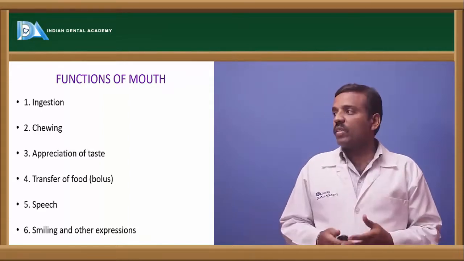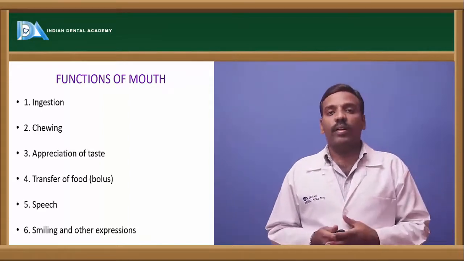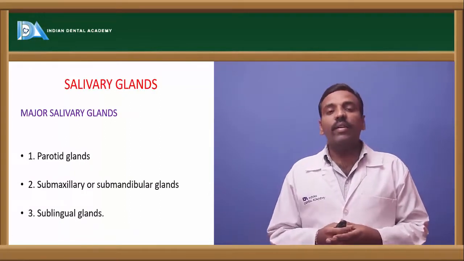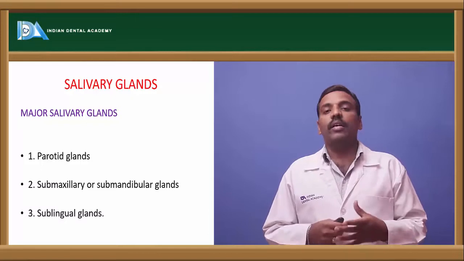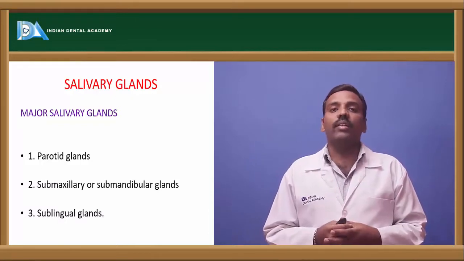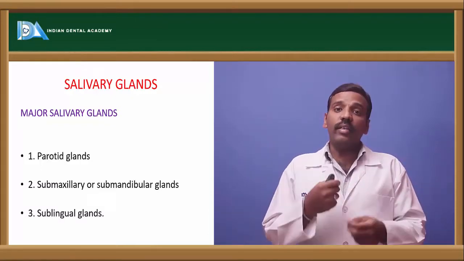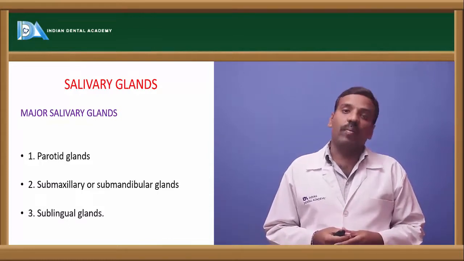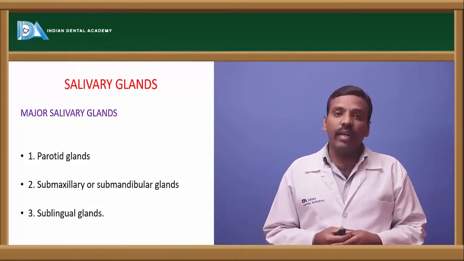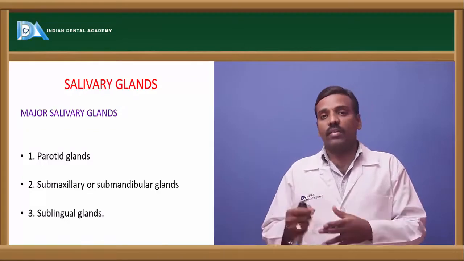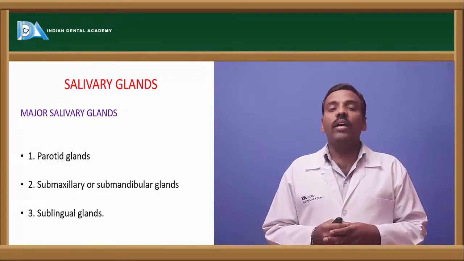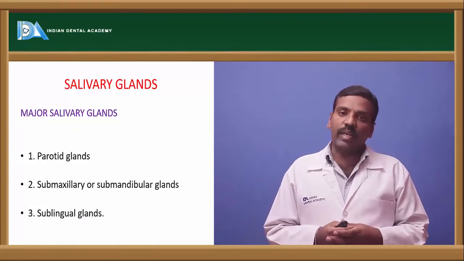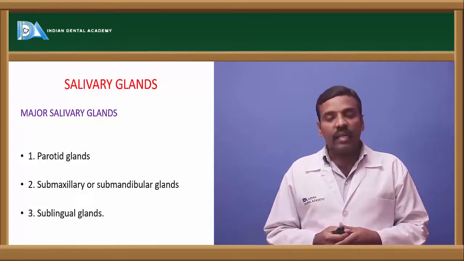After the functions of the mouth, next are the salivary glands present in the mouth. The salivary glands are most important in the formation of the bolus, making chewing and the mastication process easy. These salivary glands secrete saliva. There are two types of salivary glands: major salivary glands and minor salivary glands.